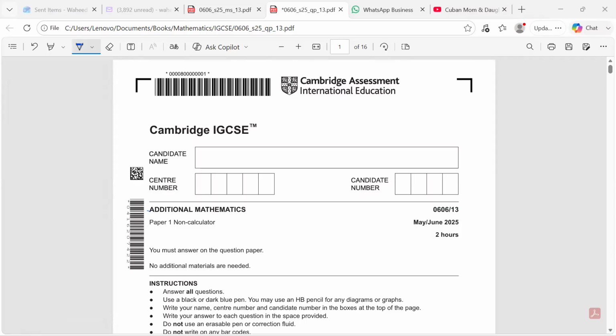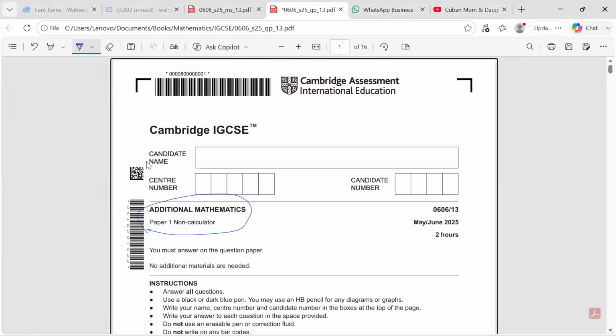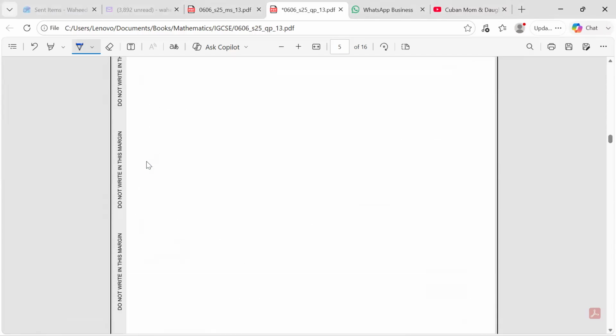I've been solving this past paper. So right now I have this additional math paper 1, and I'm doing this May, June 2025. We have already solved several questions, so let me jump on to the next question.